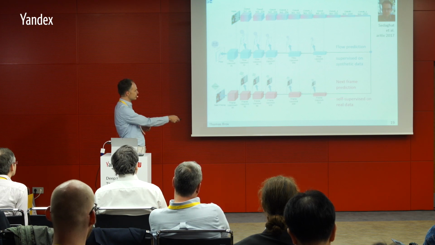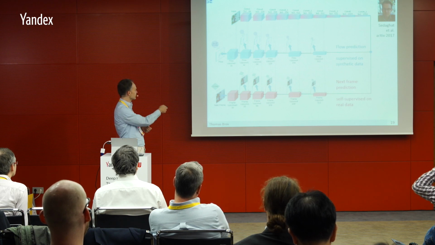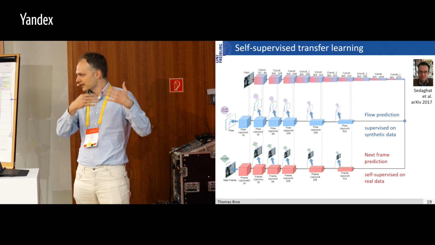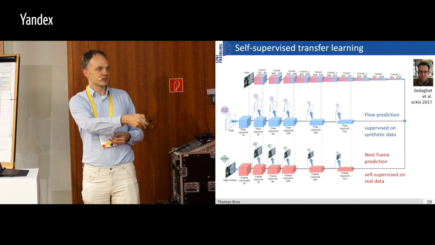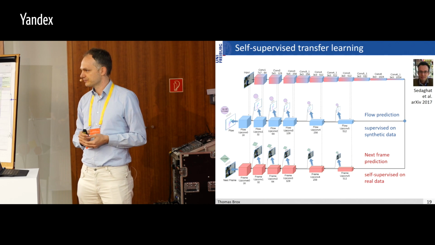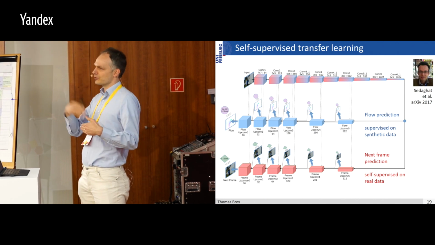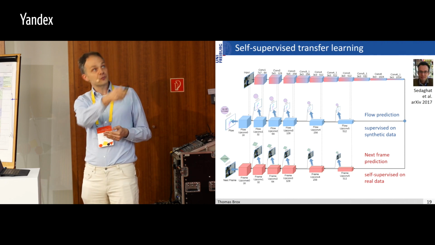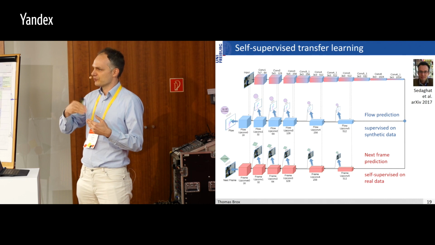And of course, if you have real data, you don't have the supervised loss, because you don't have the ground truth for this data. So you can mix synthetic data and real data, and for the real data you only have the next frame prediction. The hope is that this joint encoder will then learn some reasonable features that will also help the optical flow estimation to be better on the real images.